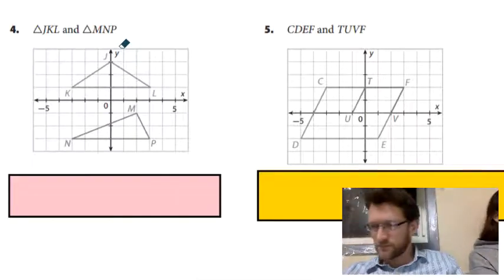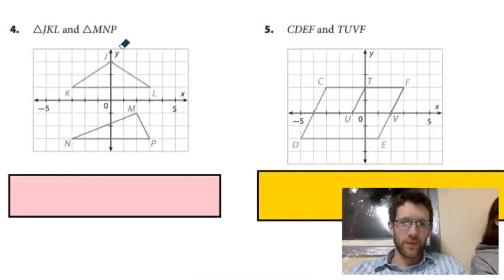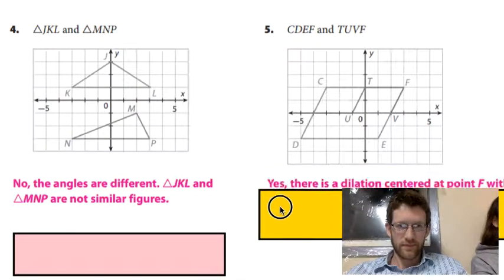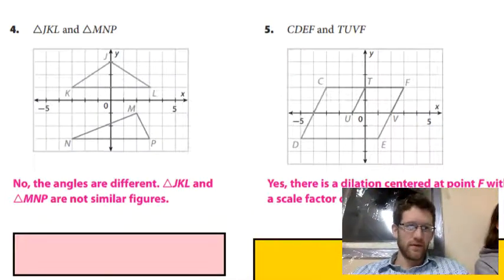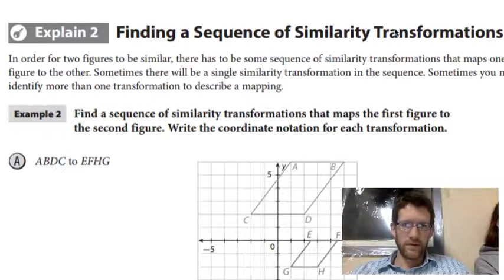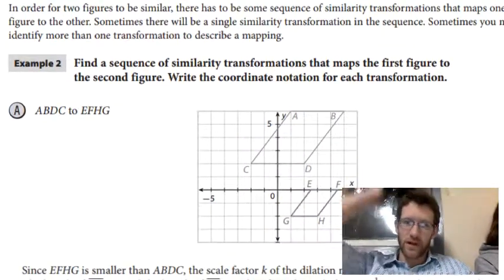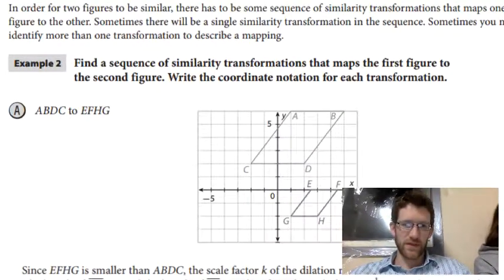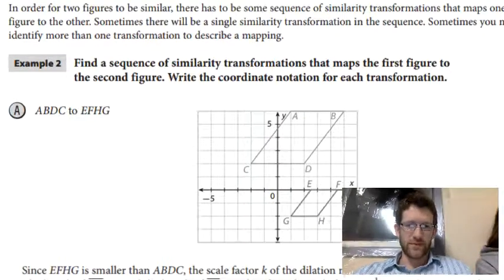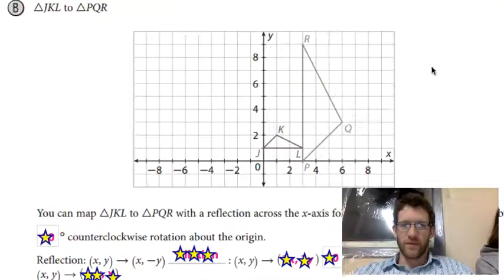Okay, so number 4, no. And number 5, yes. Okay, and then just like we had sequences of transformations before, we can plug dilations into our sequence of transformations. I'm just going to skip the details on that, but it's very similar to our other ones. We'll do an example here. For an example, how do we map JKL onto triangle PQR?